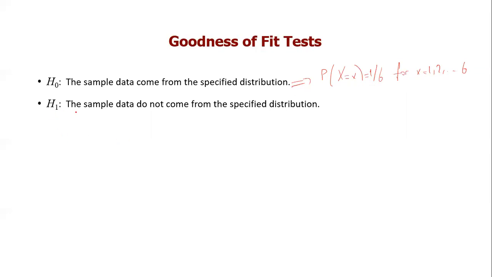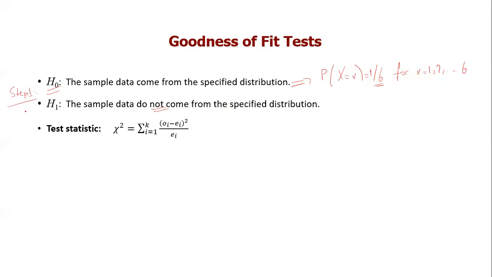And H1, the alternative one, the sample data do not come from the specified distribution. What does it mean? Well, there is a problem with the die. The die is not balanced. Okay. So this is my H0. The sample data comes from the specified distribution, which is 1 over 6 for every observation. Okay. And H1, the sample data do not come from the specified distribution. Okay? So in fact, this is my step 1, right?